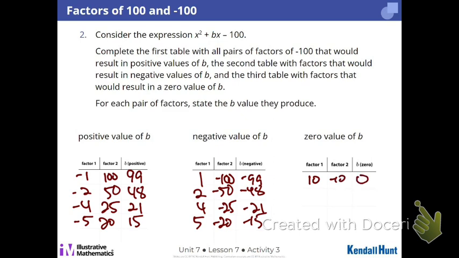10 and negative 10. Yep. And negative 10, 10, whatever. That's it. That's the only way to get 0, because they add to be 0, but multiply to be negative 100. Yeah, for real. Okay, here's why we looked this over.